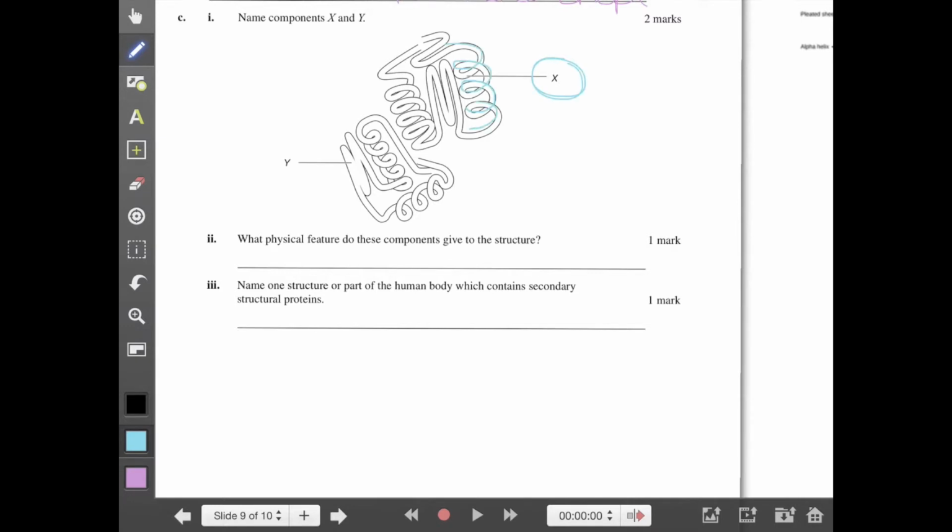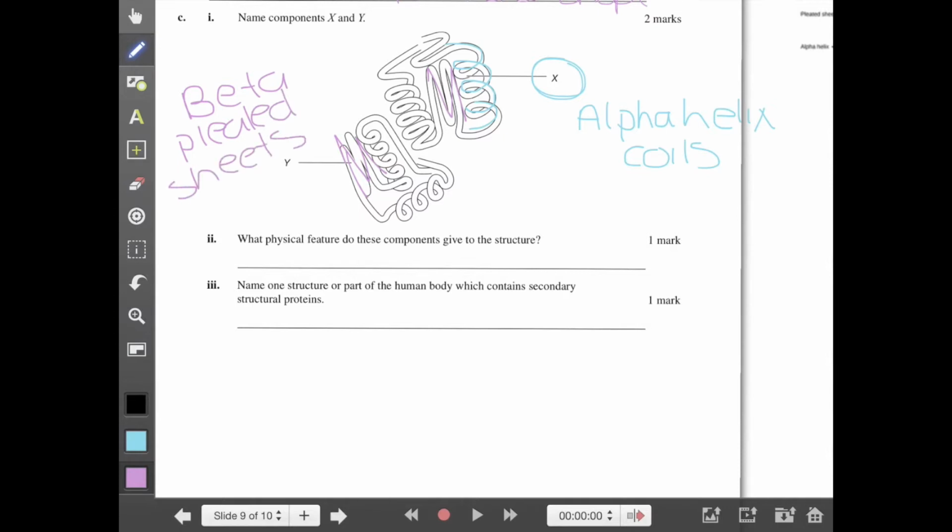All right, they look like coils to me, so remember, alpha helix coils. Ensure that you have full names. And then this is going up and down. You see another one here. So it's beta pleated sheets. Okay, so that's quite easy. So that was 2 marks for that, so you would have got 1 mark each.